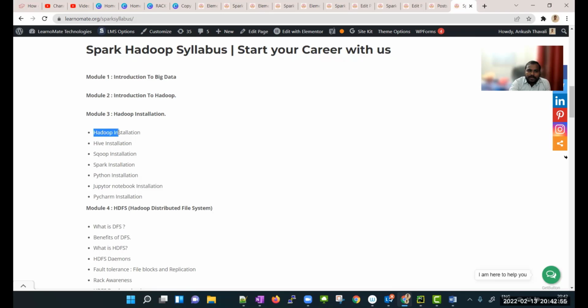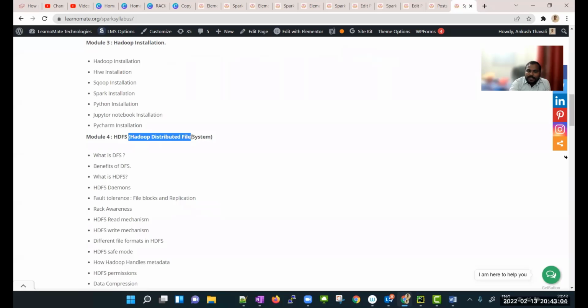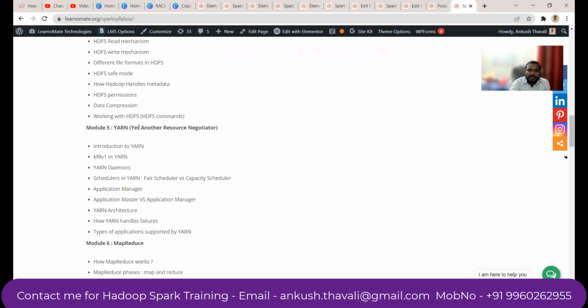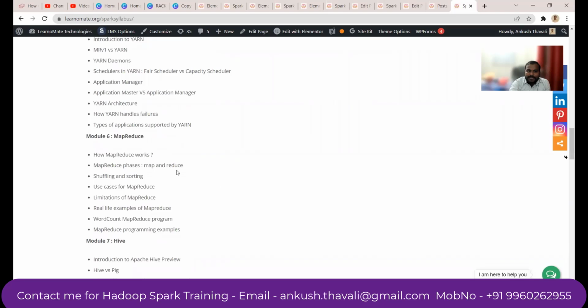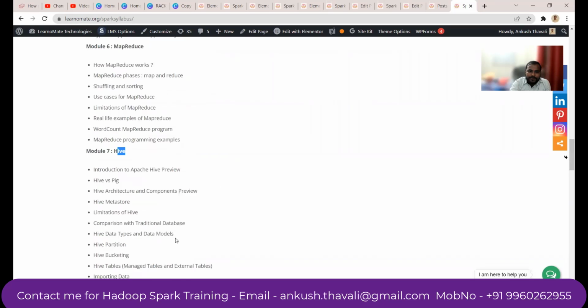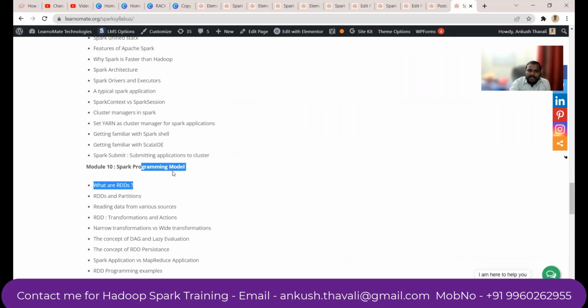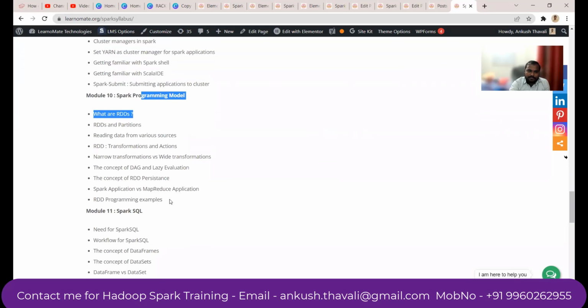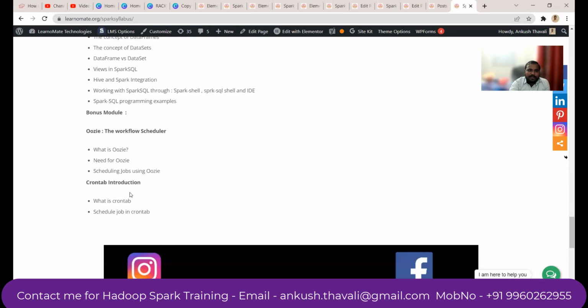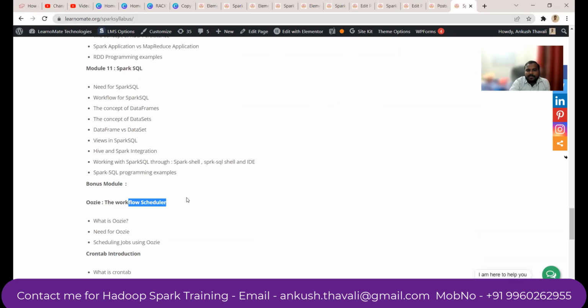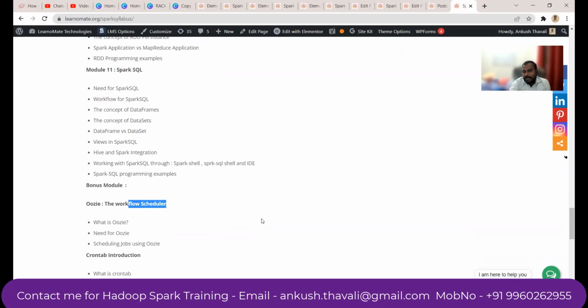So we are going to install Hadoop, Hive, Sqoop, Spark, Python, Jupyter Notebook, PyCharm, everything manually. We are going to discuss HDFS, which is the Hadoop file system, YARN, which is the resource manager, MapReduce, Hive, Sqoop, Apache Spark, and then Spark with Python. In Spark, we are going to cover Spark SQL. As a scheduler, we are going to discuss Oozie workflow and crontab.